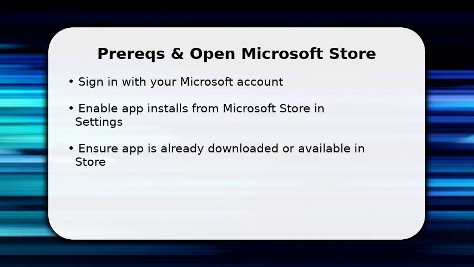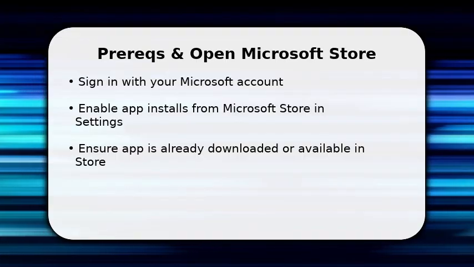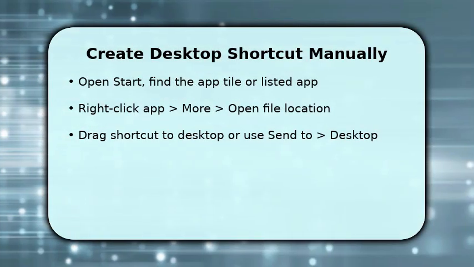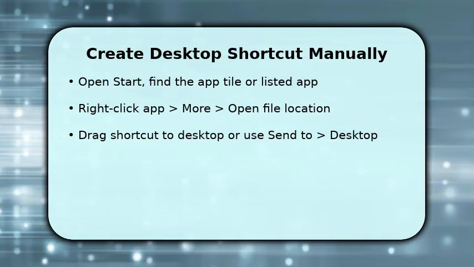Now proceed to create a desktop shortcut. That's where you'll make the app accessible from the desktop quickly and reliably. Next, locate the installed app in Start. You'll either see a tile or an entry in the app list.